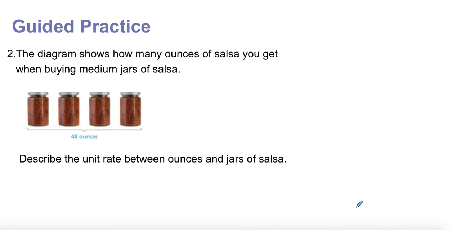In our last example, the diagram shows how many ounces of salsa you get when buying medium jars of salsa. Describe the unit rate between the ounces and the jars of salsa. So again, I want to know how many ounces are in 1 jar of salsa. See if you can figure this problem out as well by pausing the video and coming back to compare your work.